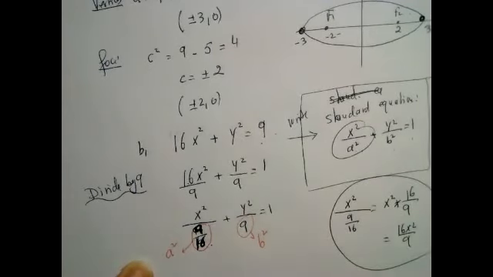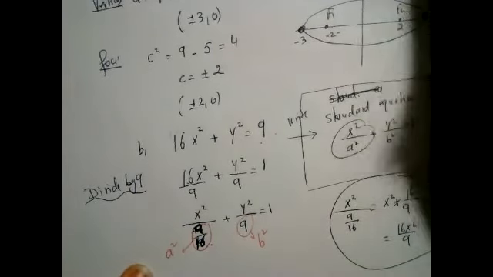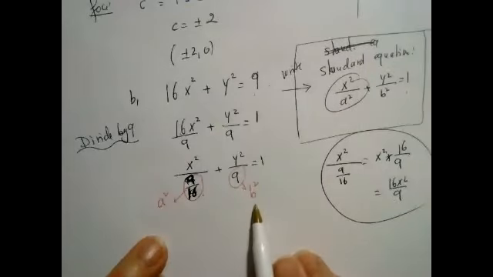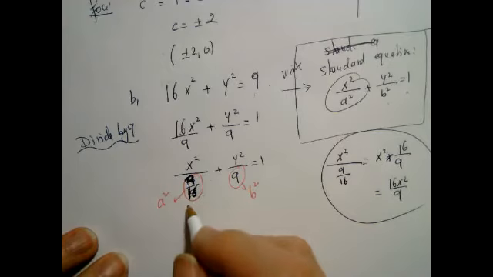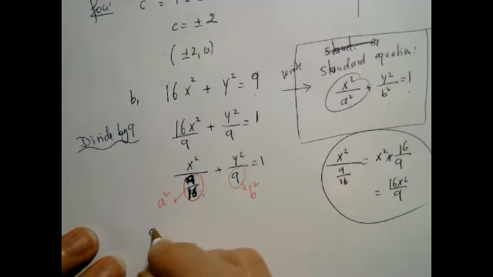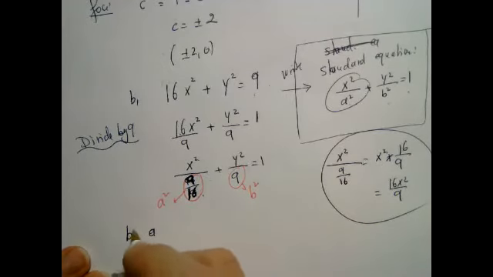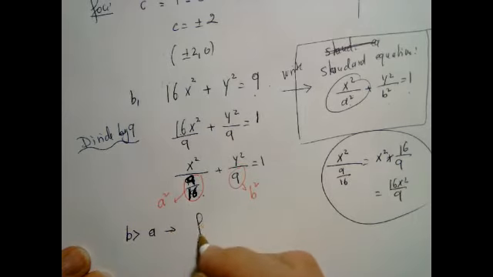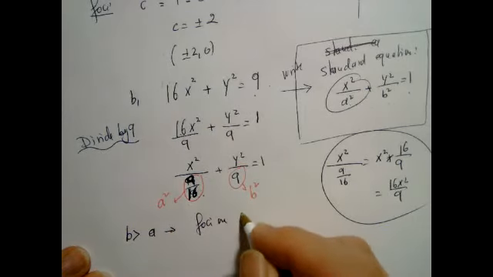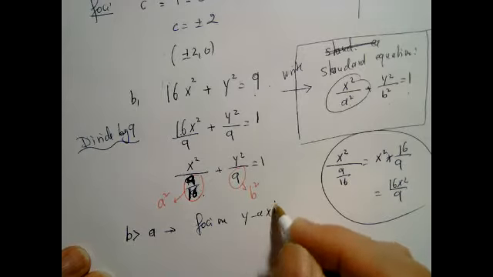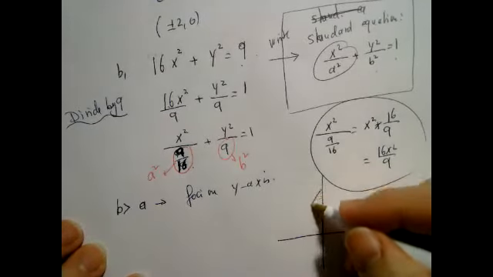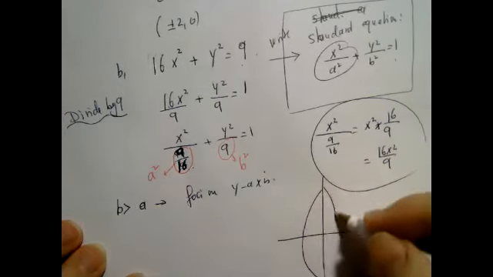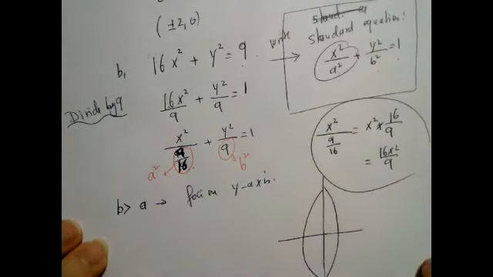So I mainly want to bring the 16 down here. Now I have everything: my a squared, my b squared, and my problem is done. Now I want the vertices. A squared is 9 over 16. So here the largest one is b. B bigger than a means foci on the y-axis. So this time, my ellipse is going to be like that.